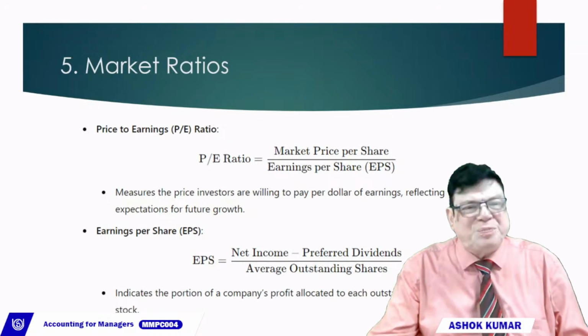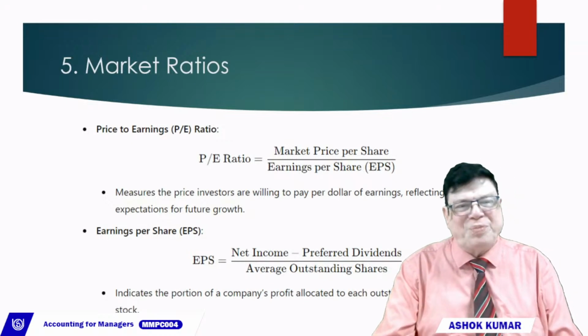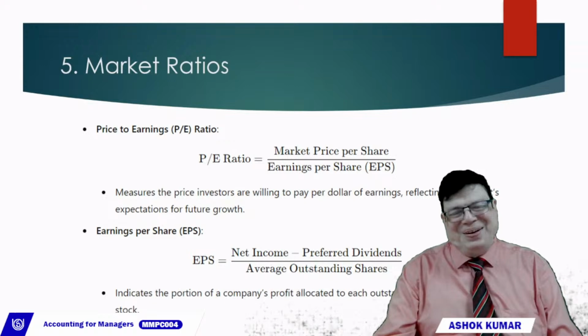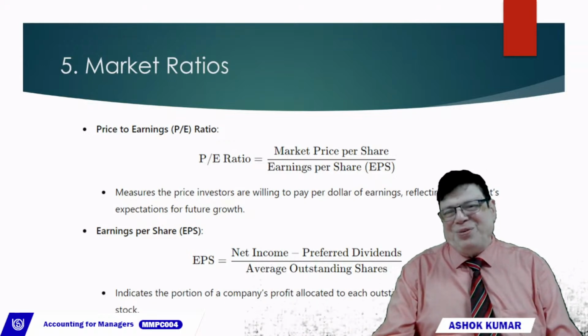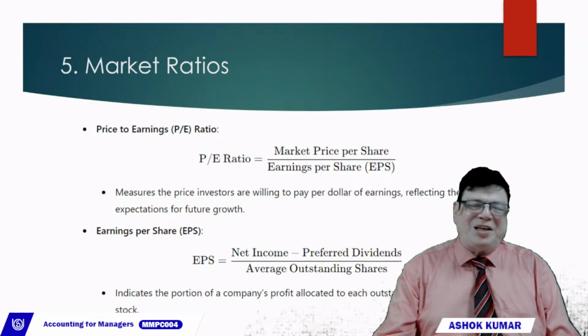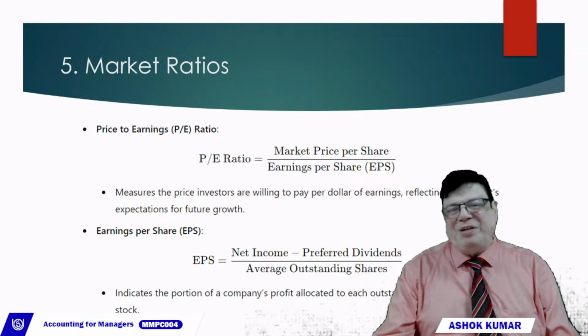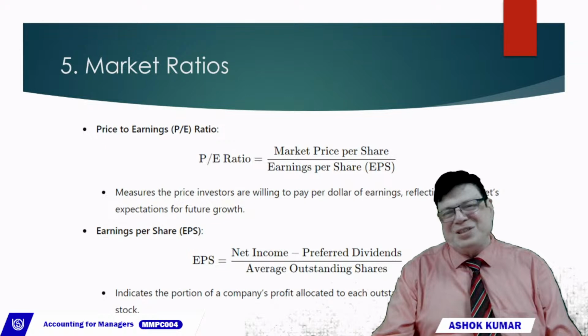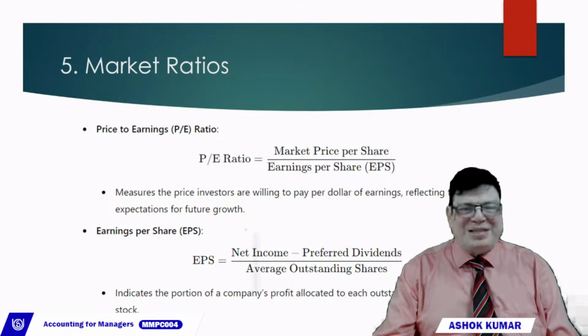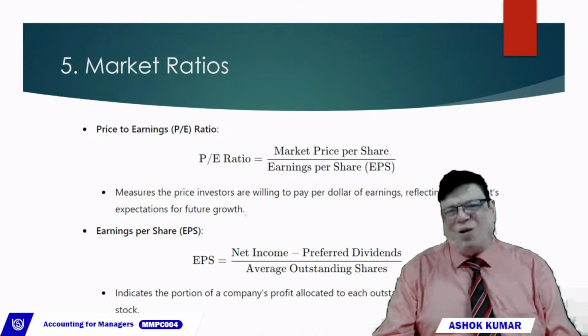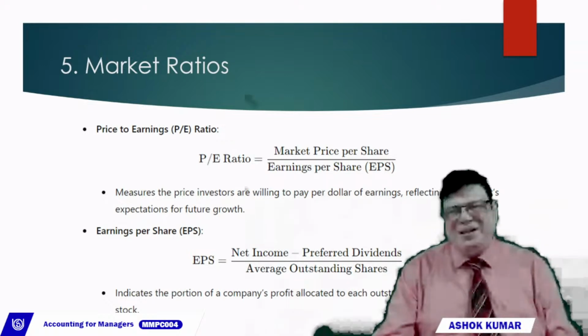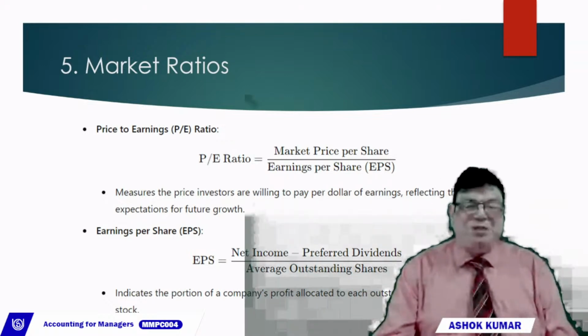The next is the price to earning, PE ratio. Price to earning: how much the people who are the shareholders are going to get as dividend. Price to earning ratio is equal to market price per share divided by earnings per share. It measures what investors are willing to pay per dollar of earnings, reflecting the market's expectations for future growth.